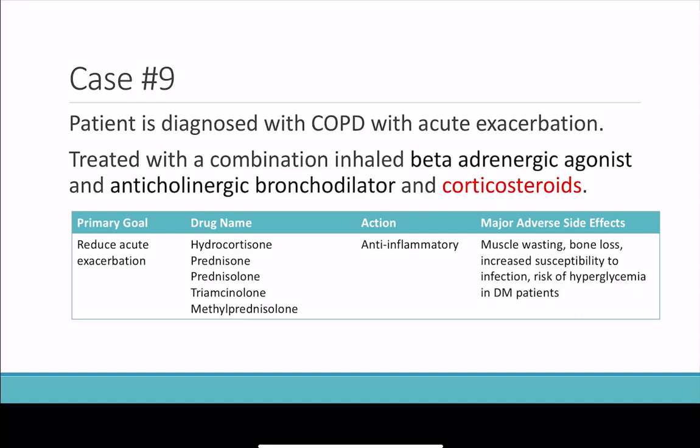The last one on the list is the steroids. The steroids are the anti-inflammatory, keeping in mind that steroids really act like cortisol, so they can lead to muscle wasting and bone loss. If you're blocking the inflammatory response, you're more susceptible to infection. There's also a risk of hyperglycemia for patients who have diabetes. But this drug is on board because of the inflammatory nature of the COPD. Block the inflammation, and you should be able to help open up the airways.